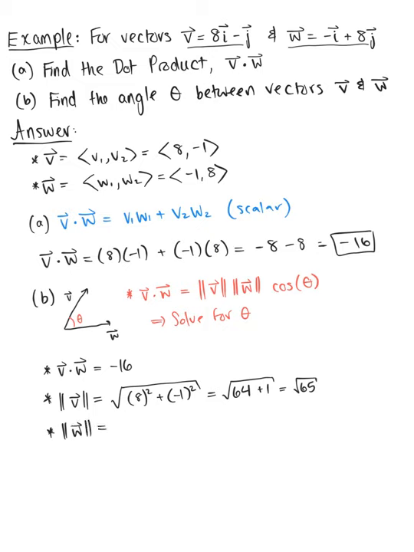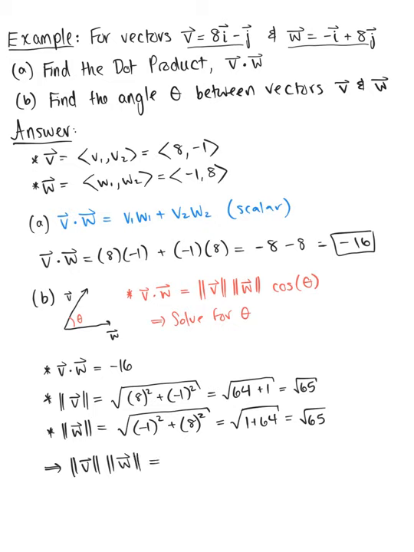And then computing the magnitude of vector w, here we'll have the square root of negative 1 squared plus 8 squared. And that's equal to the square root of 1 plus 64, which again gives us the square root of 65. So we can actually even take this one step further and say the product of these two magnitudes, the magnitude of vector v times the magnitude of vector w, gives us the square root of 65 times the square root of 65, or the square root of 65 squared, which simplifies to 65.